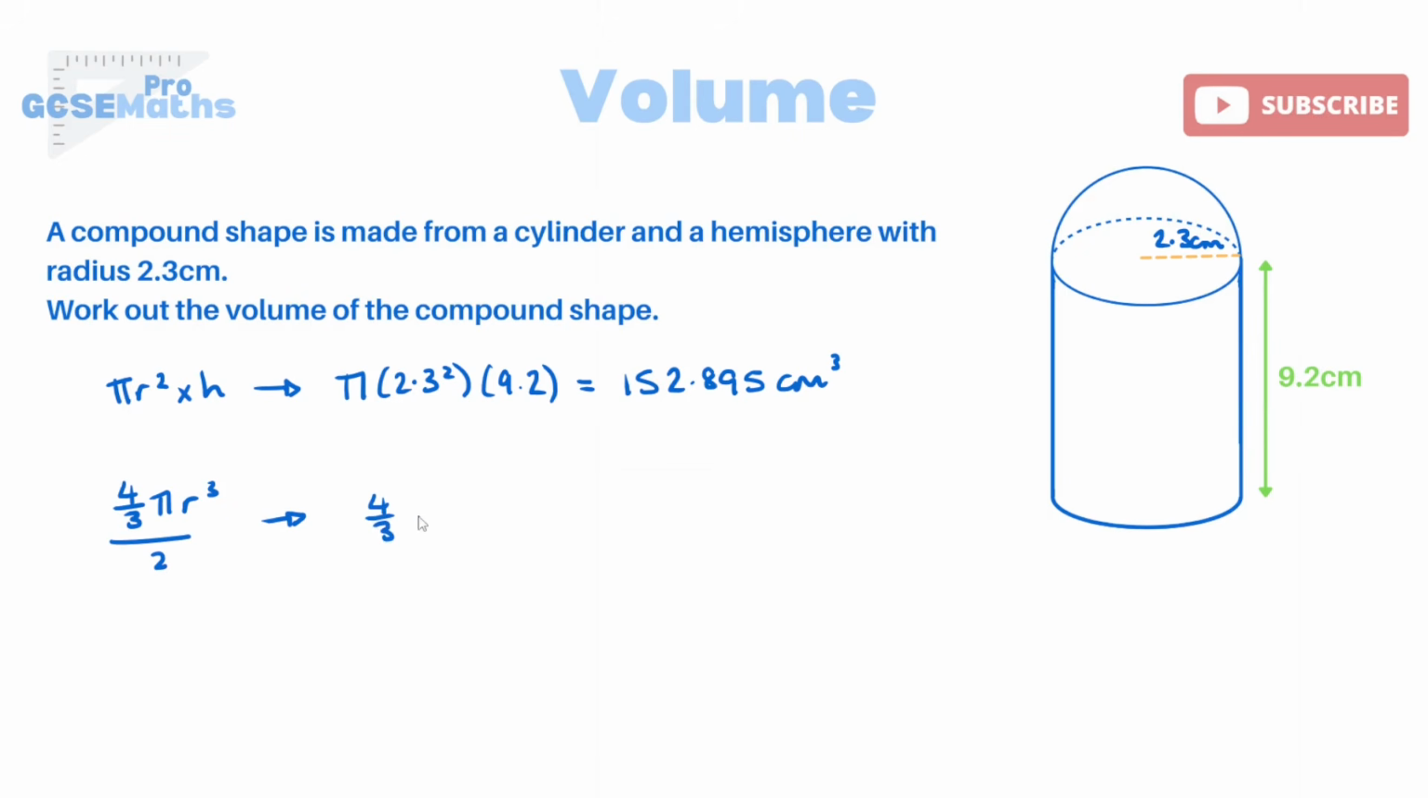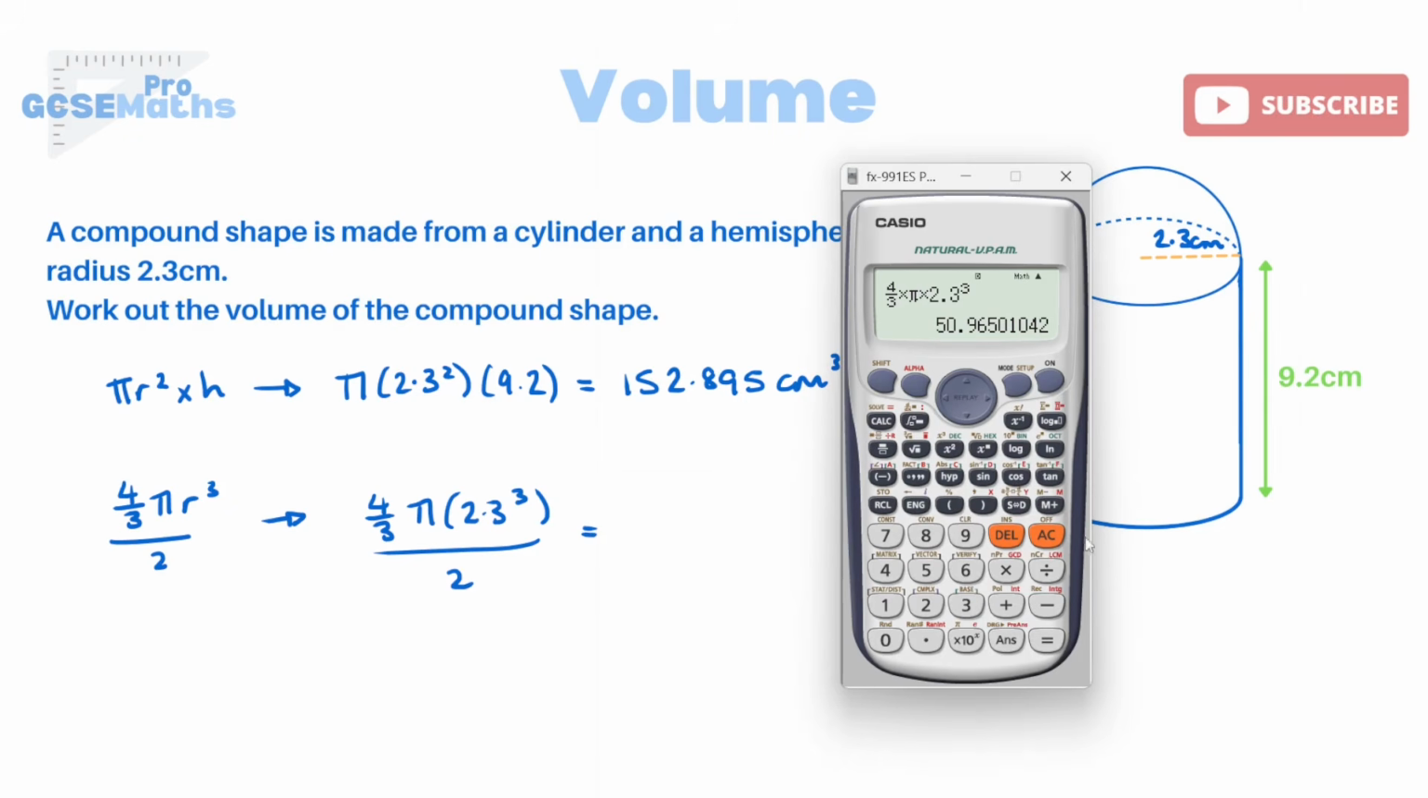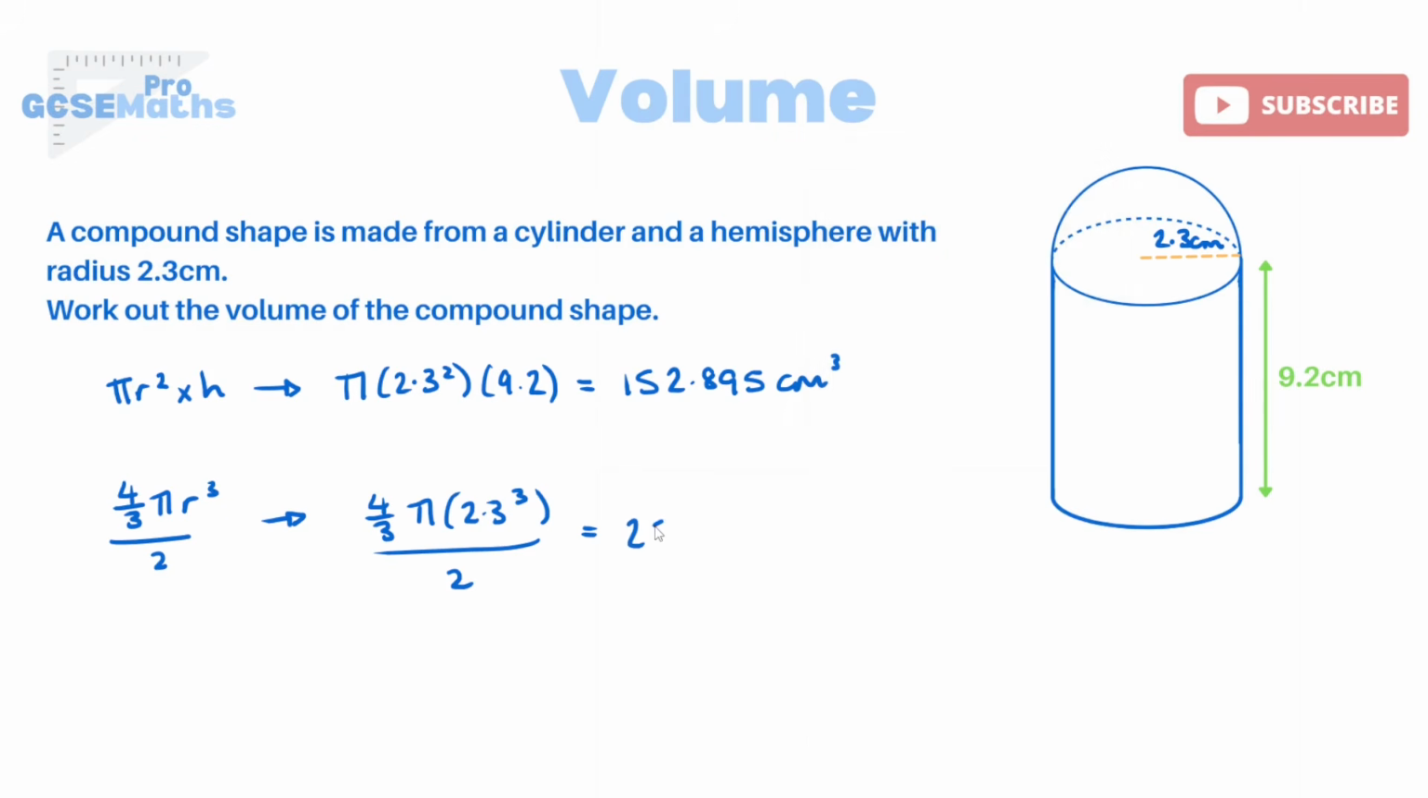So now we just need to substitute in the radius, 2.3 cubed. And then divide it by 2. So that would be the whole sphere, and then let's divide it by 2. That gives 25.4825 ... centimeters cubed.